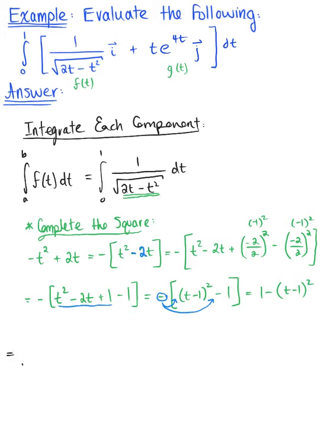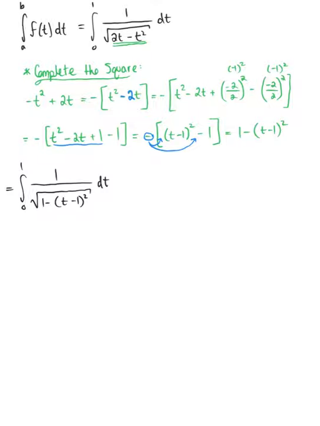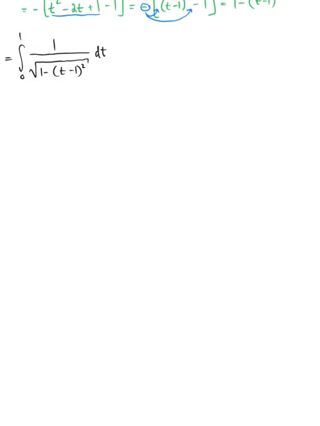Let's just rewrite that definite integral. So we have manipulated this so that we're left with the integral from 0 to 1 of 1 divided by the square root of 1 minus t minus 1 squared dt. And so this is much nicer. We can easily use either a trig substitution or a u substitution. You can pick your favorite method and go from there. So I'm going to use a u substitution at this point.